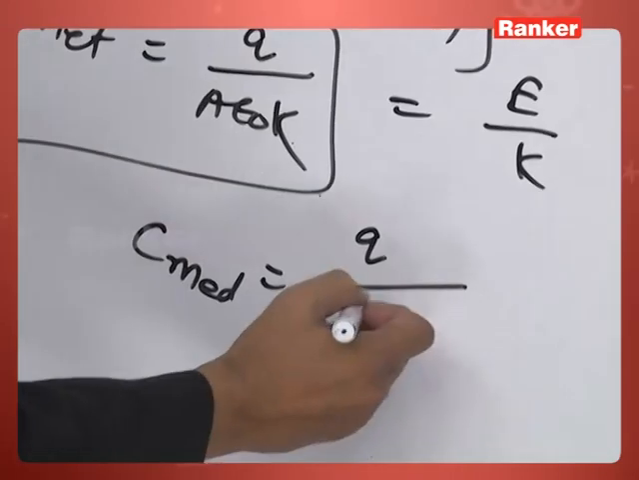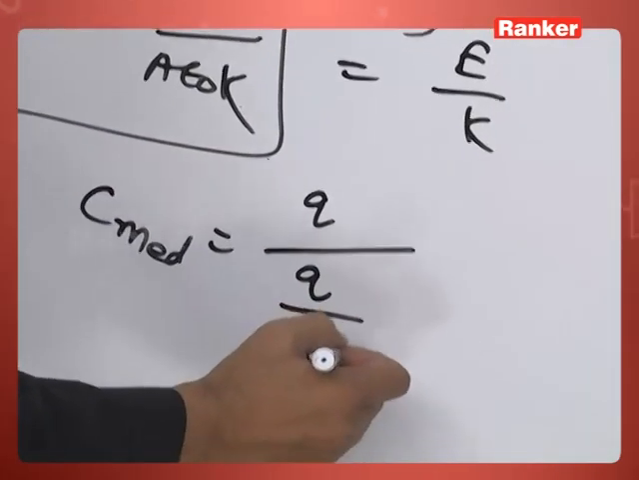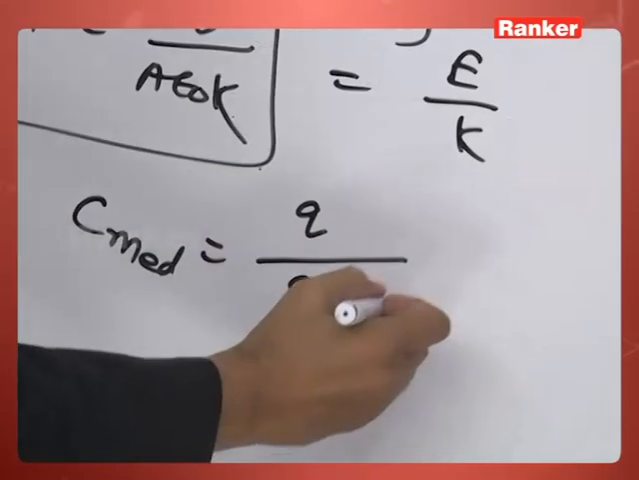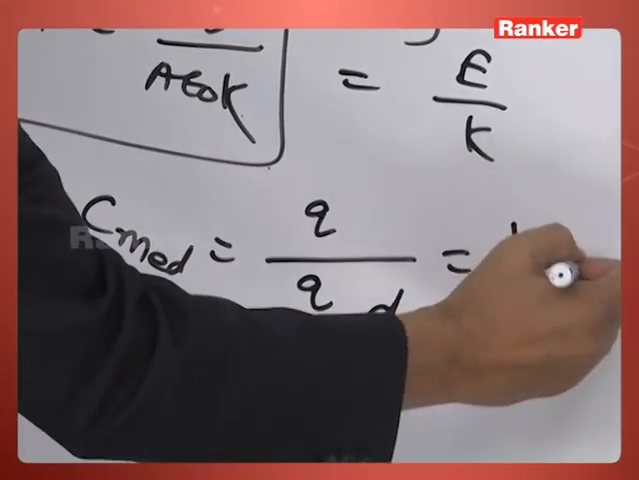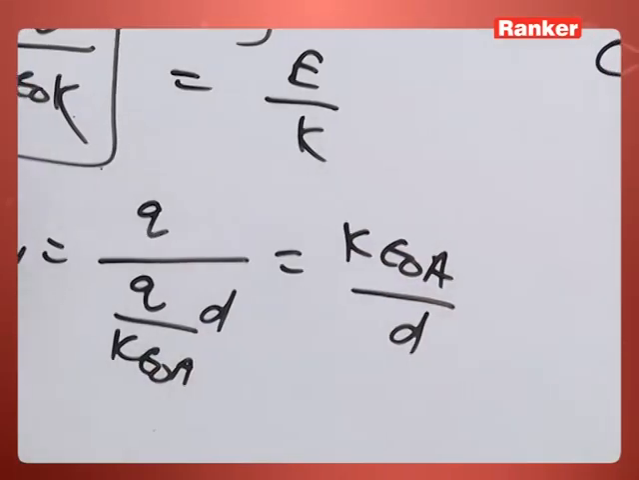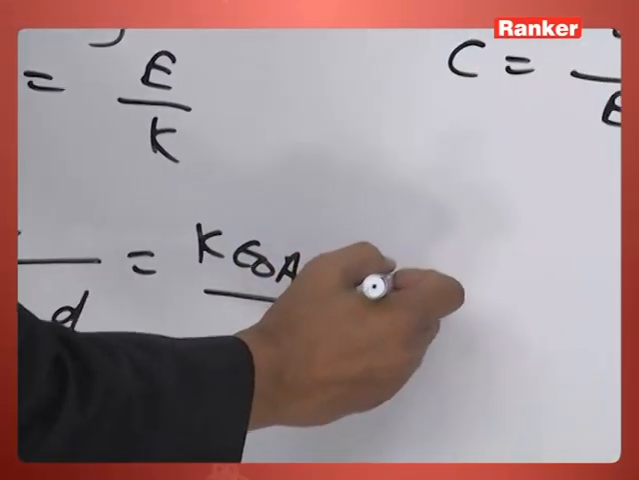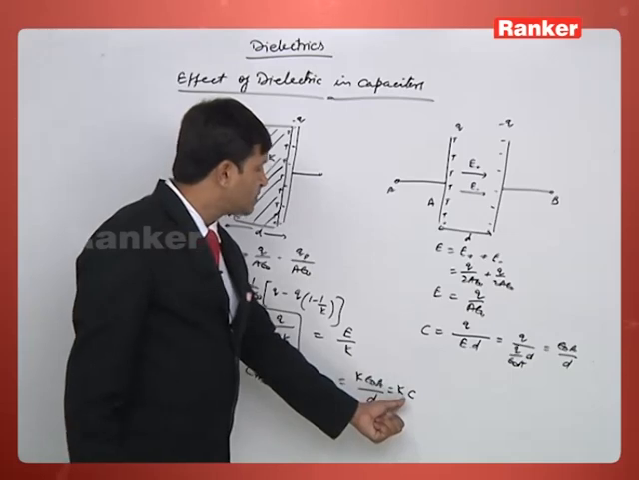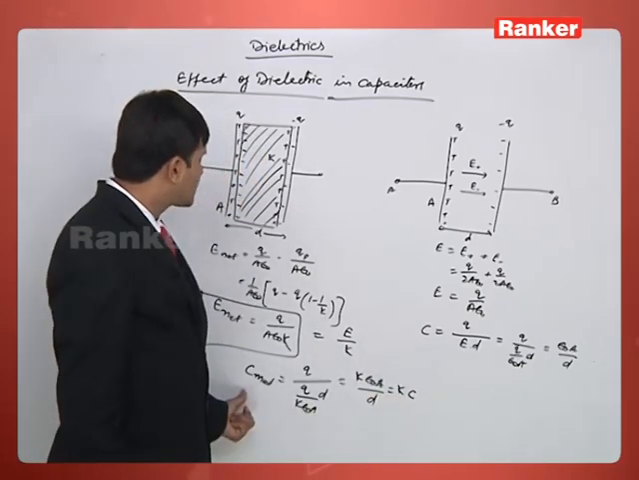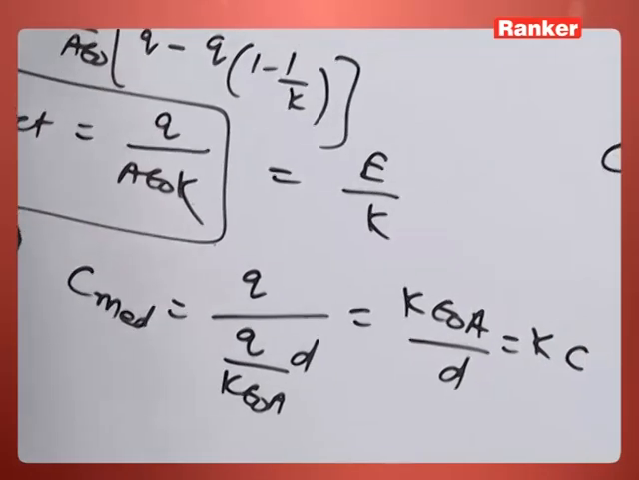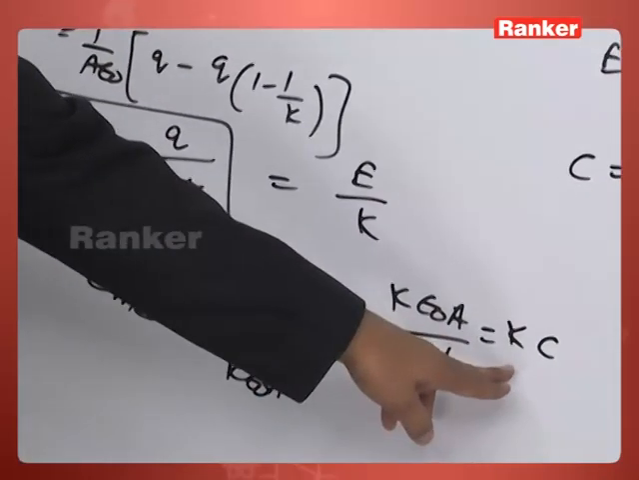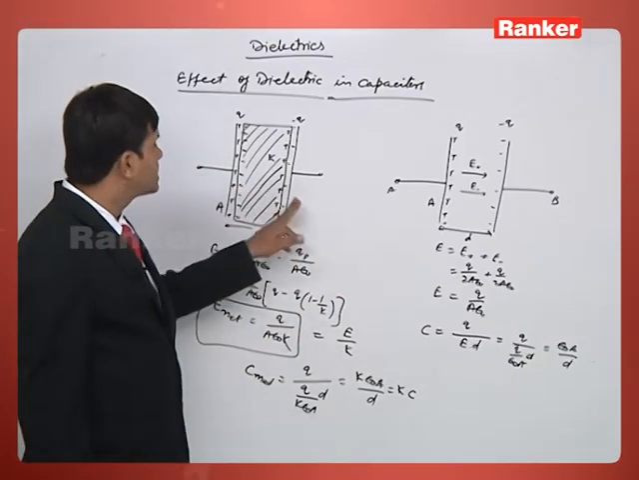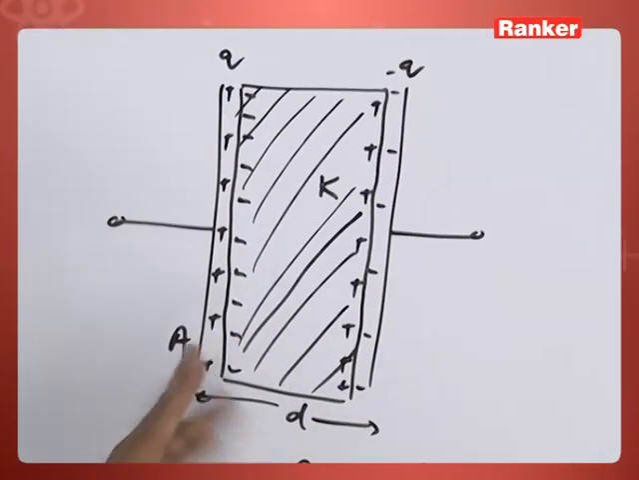It becomes Q by K epsilon naught A, the area is still A, and the gap is still D. So the capacitance becomes K epsilon naught A by D, which is K times C. It means that due to the introduction of the dielectric slab, the capacity of the capacitor increases by a factor K when the slab completely fills the gap between the two plates. This is the main effect of the dielectric slab.